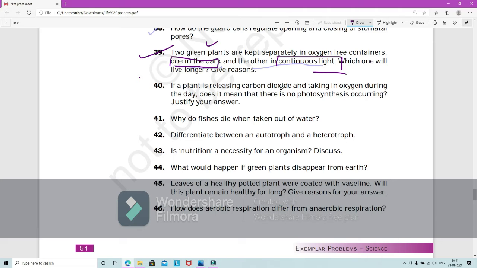If a plant is releasing carbon dioxide and taking in oxygen during the day, does it mean there is no photosynthesis occurring? Justify your answer. If the plant is releasing carbon dioxide, which is not usually expected, and taking in oxygen, does it mean that photosynthesis is not occurring? Actually, it is wrong. This process which is taking place here is called respiration.